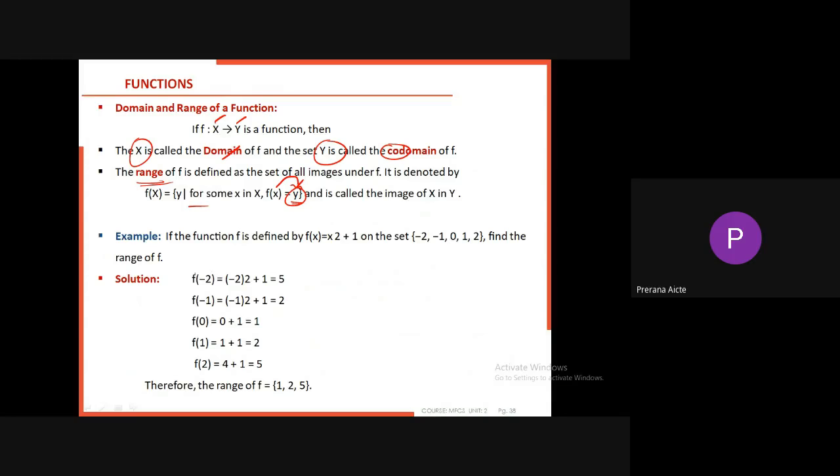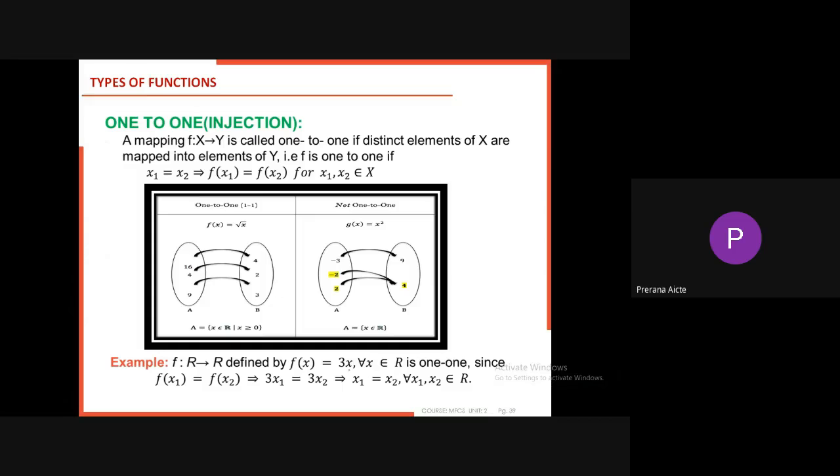Let us see this example, you may get a clear idea. Let f of x equal x squared plus 1, and these are the values. This becomes your domain, and if you apply this function, we get 1 to 5 as the output. Now this 1 to 5 is what we get as the range. And these are different types of functions that we can define.